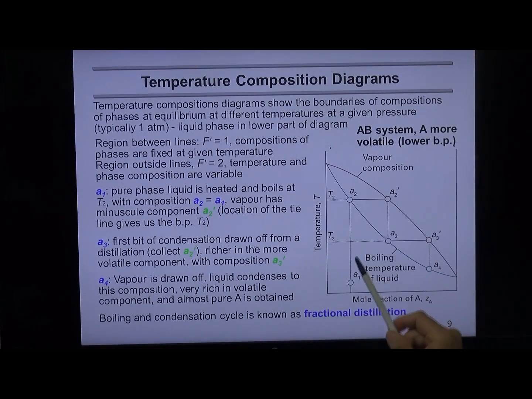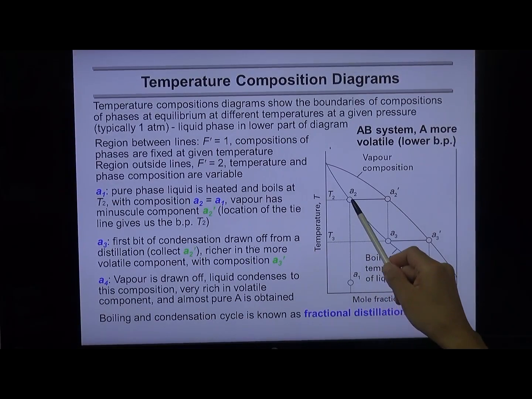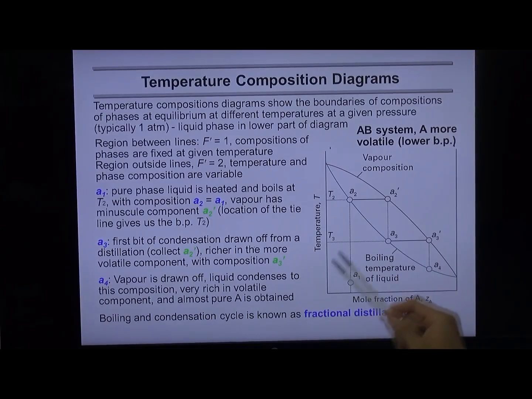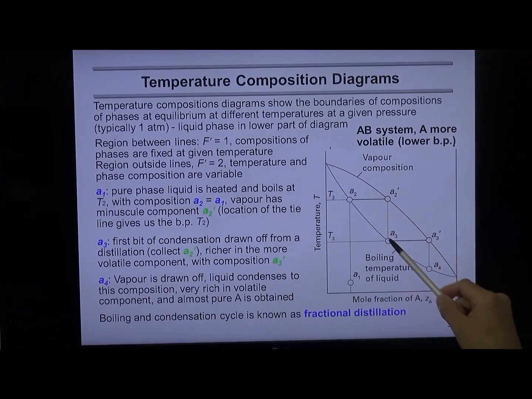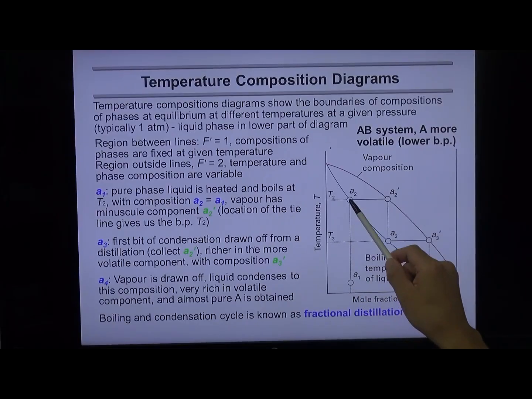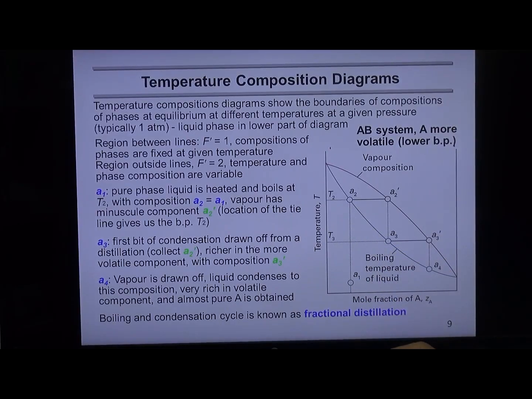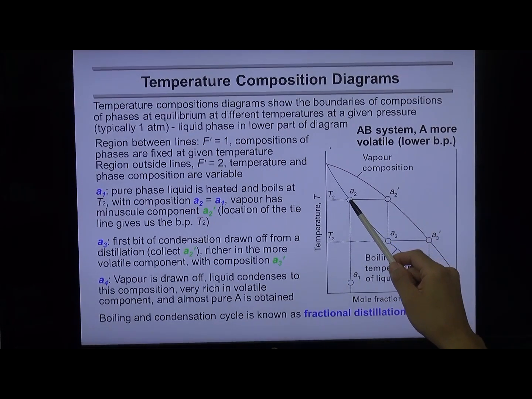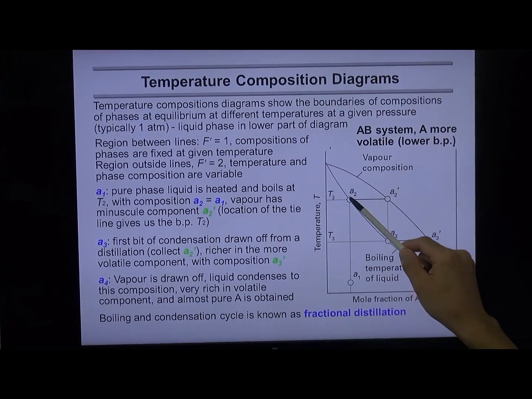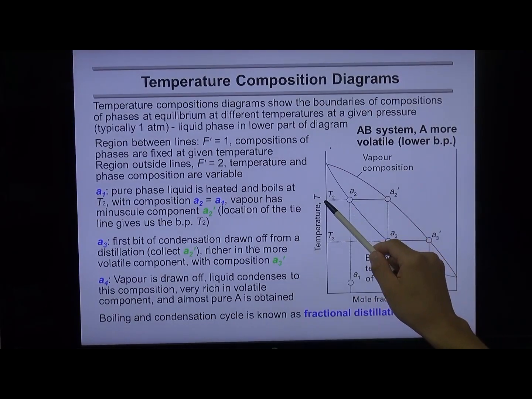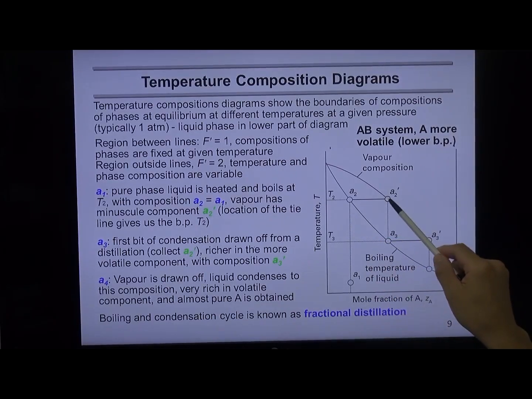Let's say we start from here, A1, at low temperature, so it's a liquid. And we increase the temperature from A1 to here, A2. Since A2 is on the boundary, if the temperature reaches T2, the liquid would start boiling, right? And the composition of the liquid at temperature T2 would be here. At T2, the composition of the vapor would be here.